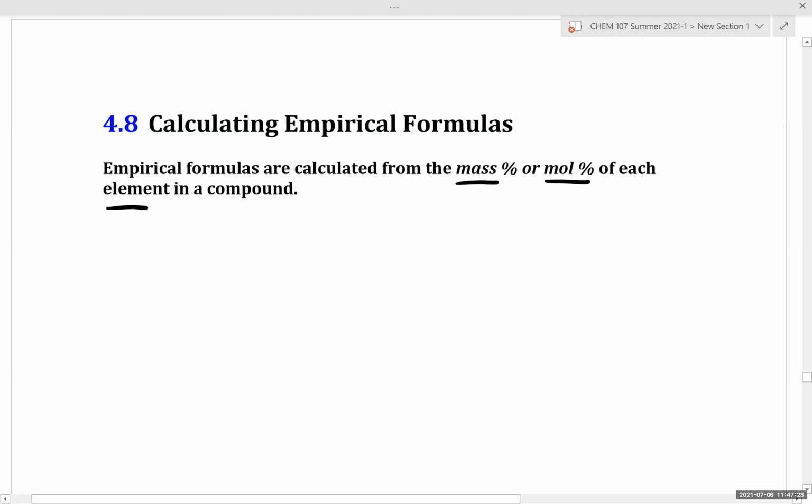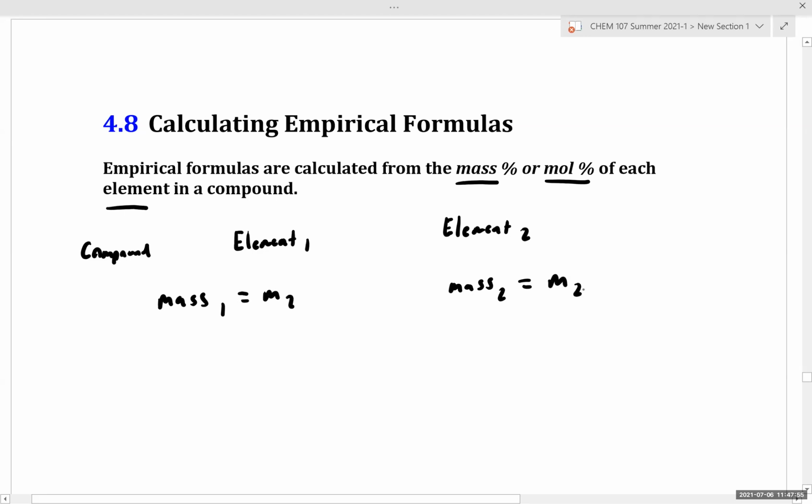Let's take a look at a compound with two elements that I'll call element 1 and element 2. Each of these elements will have a mass in the compound. We'll call mass 1 the mass of element 1, and mass 2 the mass of element 2. We'll abbreviate these as M1 and M2.